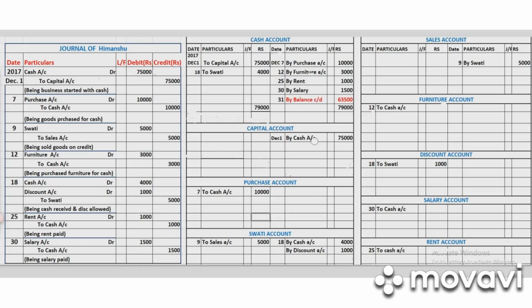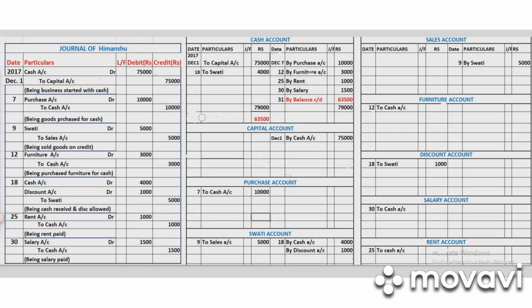How? You simply write the last date of that month. Okay, here it is December, so December 31st, and we write it as by balance carried down. This is the closing balance. So this closing balance will be the opening balance of the next month. Okay, so from here it will be taken to this side.